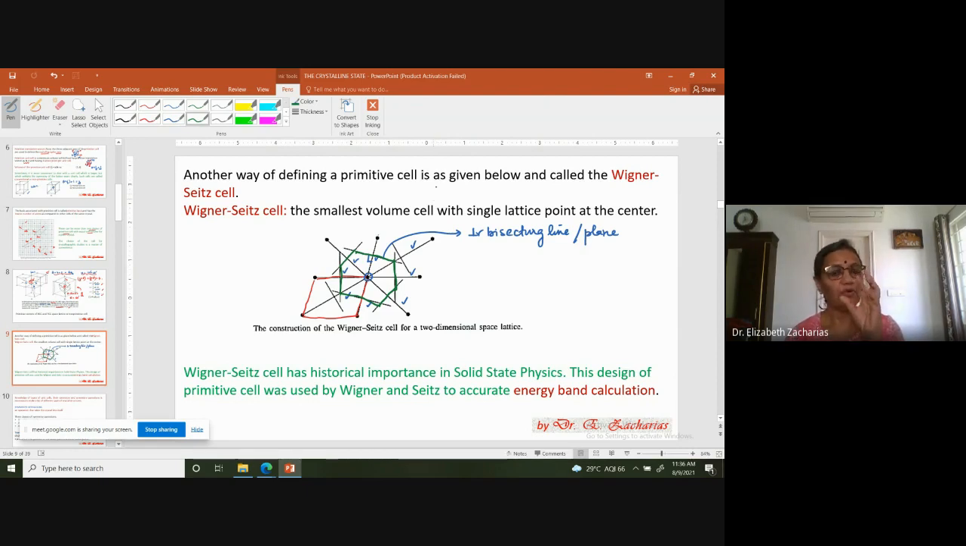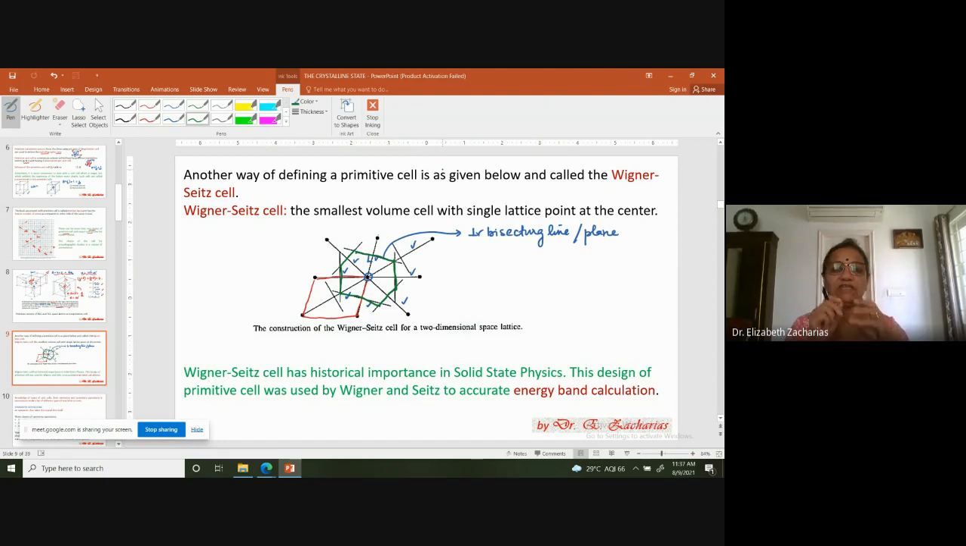Similarly, if you're talking about 3 dimensions, then what happens? Let's say this is one axis, so I have to draw a perpendicular bisector. Similarly, for this axis, draw a perpendicular bisector. Like this, for all the lines, you make perpendicular bisectors. Then what you get is a closed 3-dimensional surface, which you will call the Wigner-Seitz cell.